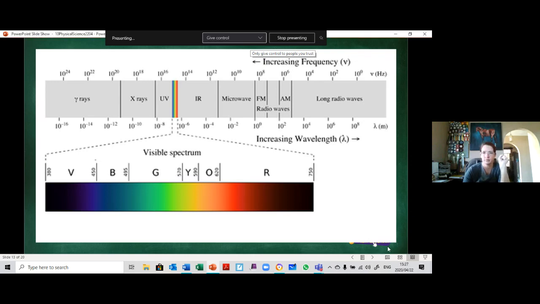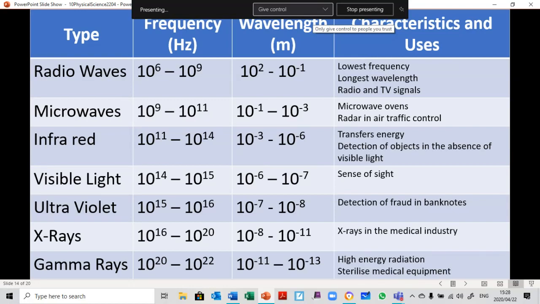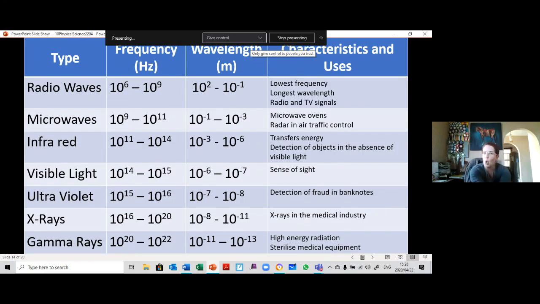So here's the table. I want you to take a screenshot of it. Like I said, first start by memorizing the order and what it does. So link up the type in order with its characteristics and its uses. Then memorize either the frequencies or the wavelengths, because all of these have a speed of 3,0 times 10 to the power 8 meters per second.